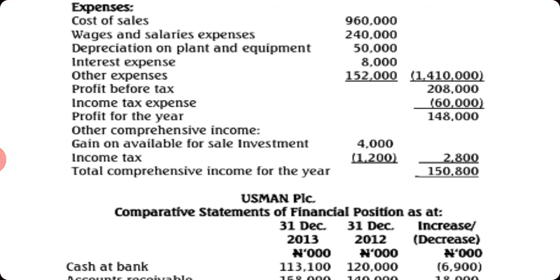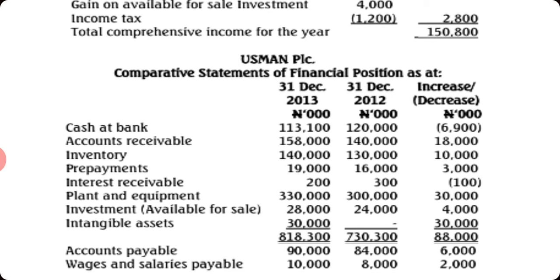Then we look at the statement of financial position, which is the balance sheet. Now I will explain the tabular form for you to understand, so you won't get confused. So we have 31st December 2013, 31st December 2012. Then we have increase or decrement as the case may be. Now listen. 31st December 2012 is the beginning of the year. We refer to it as the opening balances. While 31st December 2013 is the end of the year. We refer to it as closing balances.